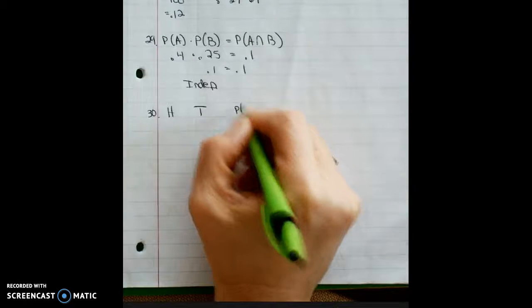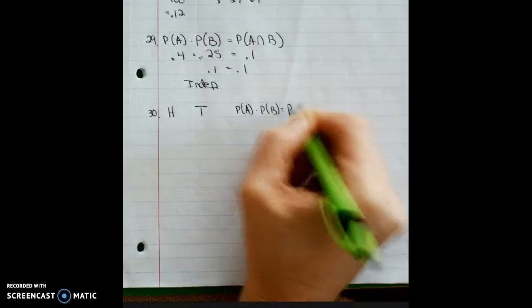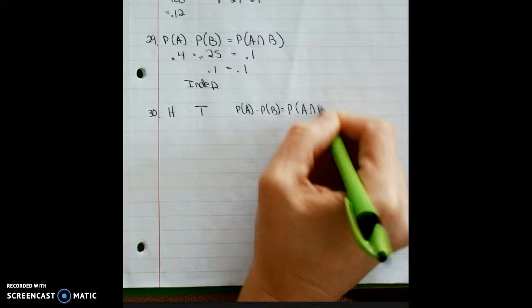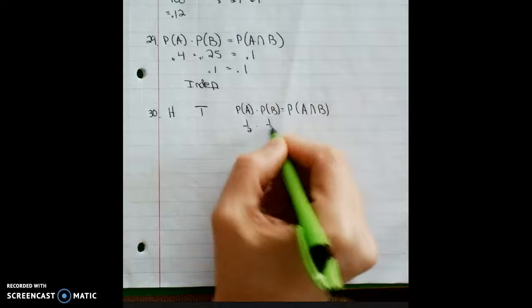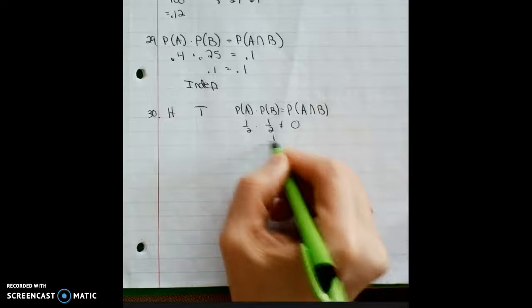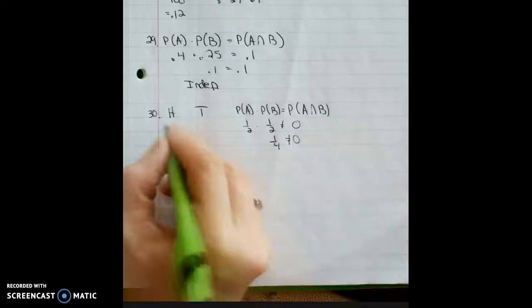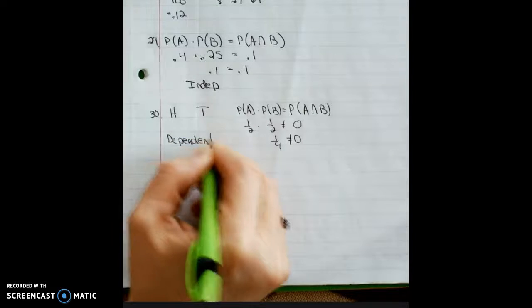So probability of A times the probability of B equals the probability of A and B. Well, the probability of getting a heads is 1 out of 2. Tails is 1 out of 2. When are they both going to happen? Never. So we end up with 1/4 does not equal 0. So these are dependent.